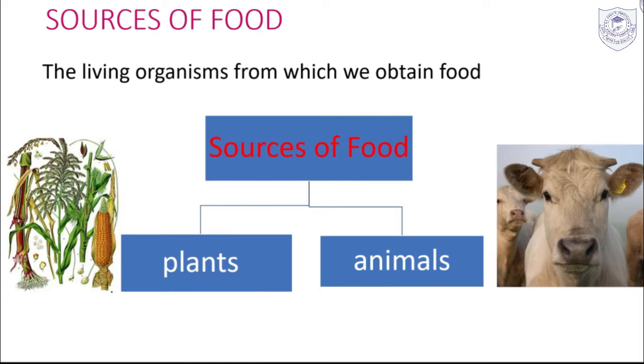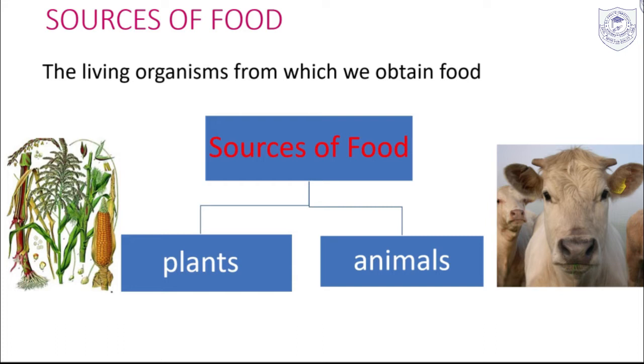Today our topic will be sources of food. Have you ever wondered about where all the foods that we eat come from? Well, all the foods that we eat come from both plants and animals. Now we'll see what the sources of food are. The sources of food are the living organisms from which we obtain food.